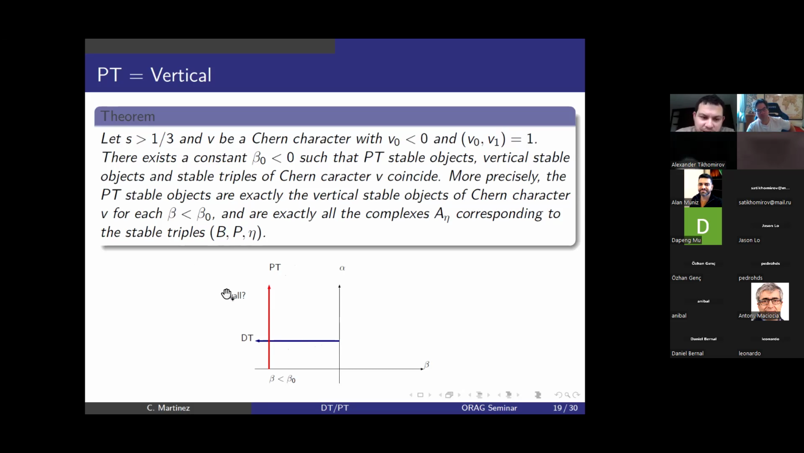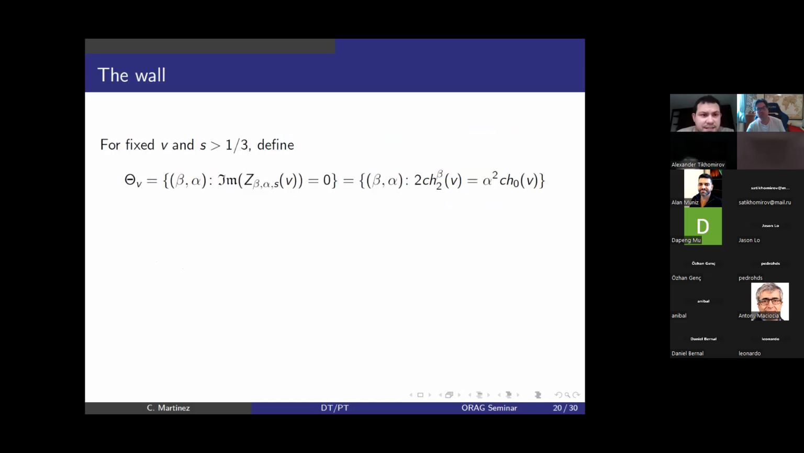So somehow in the limit here, if I move diagonally in the limit, I should be able to see the wall of Bayer, right? In polynomial stability, because I should think of these two as two polynomial stability conditions. So in the limit, I should get this wall. But the question is, can I see this wall in the space of Bridgeland stability conditions? And the answer is yes. So the wall is this one.